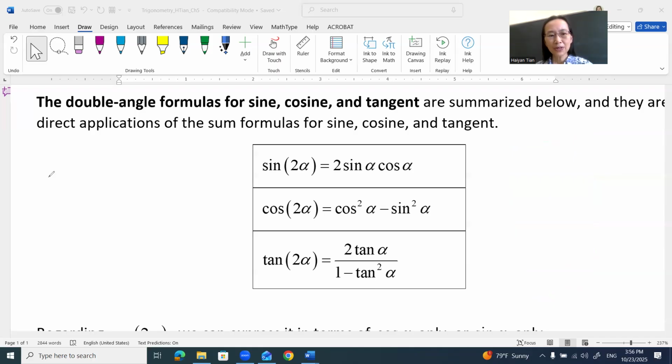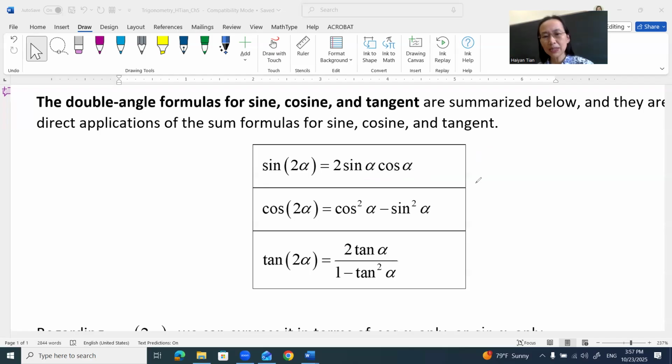With the 3 formulas, let's just have a quick review. So this is sine 2 alpha, which is twice sine alpha cosine alpha. Cosine 2 alpha, which is cosine square alpha minus sine square alpha. And tangent 2 alpha, which is this fraction, 2 tangent alpha over 1 minus tangent square alpha.